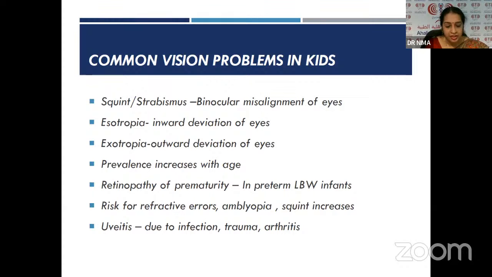Then retinopathy of prematurity, which is another vision problem we see in newborns, especially if the baby is preterm and of low birth weight, that is less than 1.5 kg. This needs concern and has to be consulted with a retina specialist itself. The importance of retinopathy of prematurity, or ROP, is that there is an increased risk for refractive errors, lazy eye, and the chance of squint also increases.